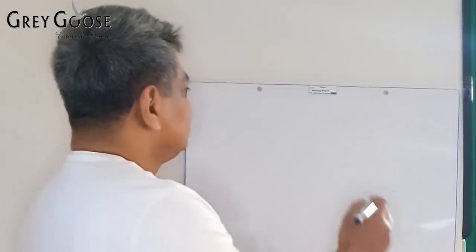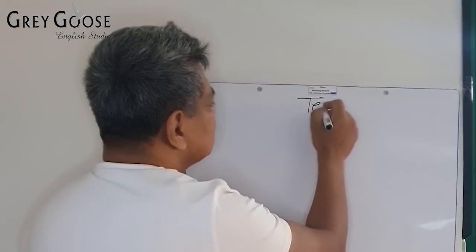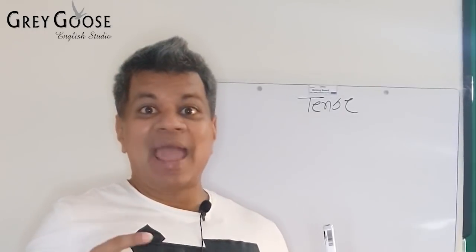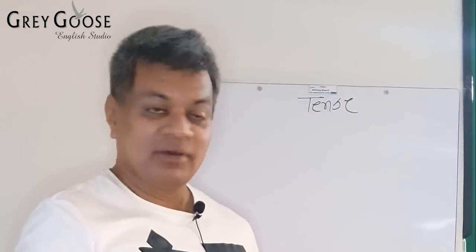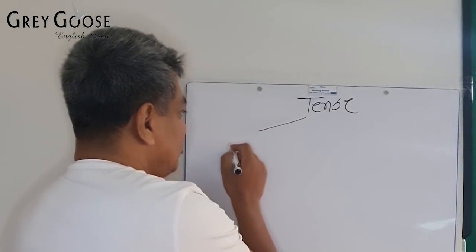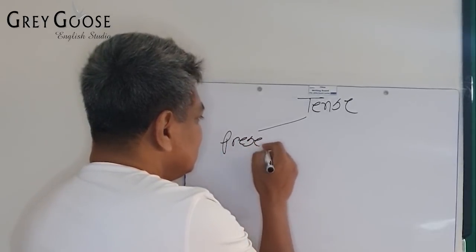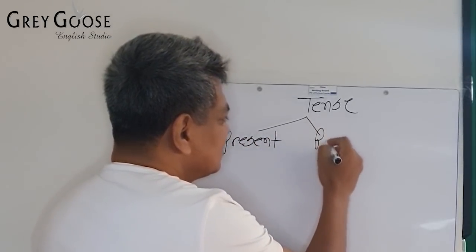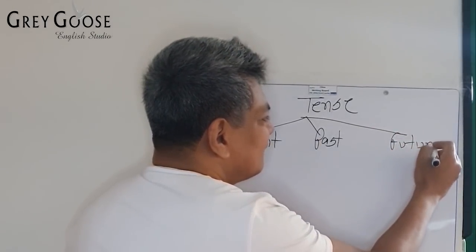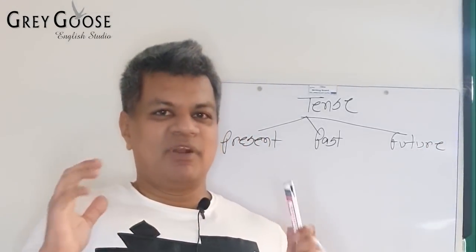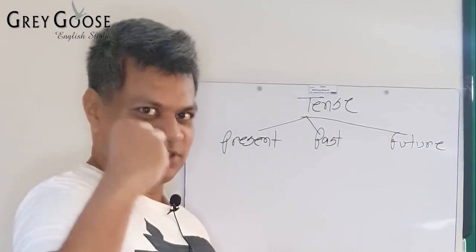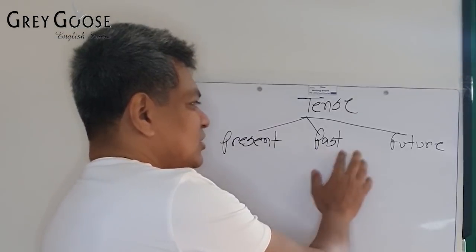Tense. Now see, you can consider this tense is grandfather. This grandfather has three sons. They are present, past, future. Look, I keep that very simple for you people. Grandfather tense has three sons, and they are present, past, future.